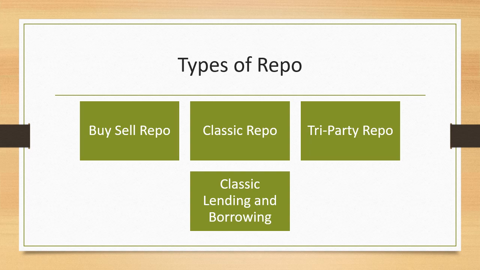Those repos that you saw were more from the market's perspective, in the sense that these are the products which are available in India to do repo transactions. But by nature, repos are of four types: buy sell repo, classic repo, tri-party repo, and then you have classic lending and borrowing, which is also there. So what are these repos? How are they different from previous repos that we discussed?